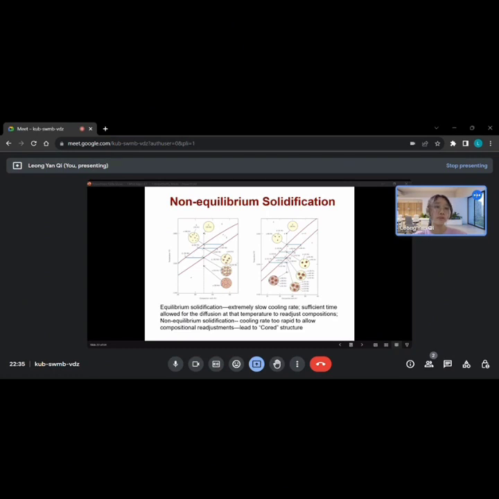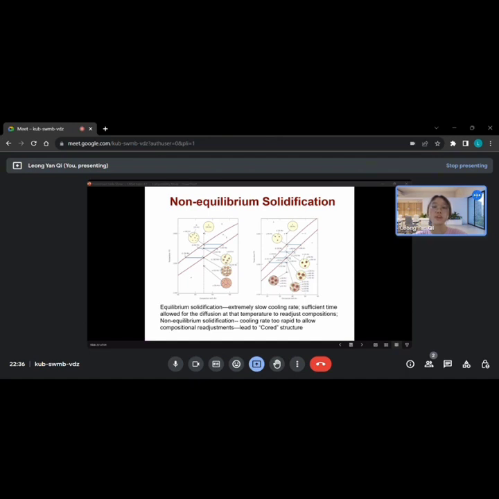Hello everyone, my name is Yinti and I'm here to present the last few slides for binary isomorphous system. So what is the main difference between a cored and equilibrium structure? In equilibrium process, the composition of the phase formed is uniform throughout, but in a non-equilibrium cooling process, the first solid formed may have a higher solid composition than the next solid that forms, leading to the formation of a cored structure.